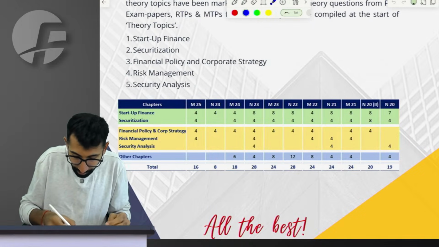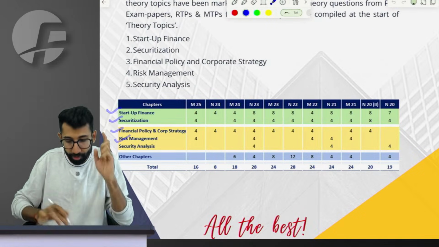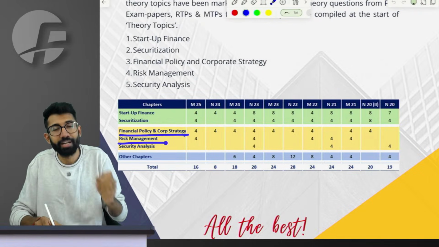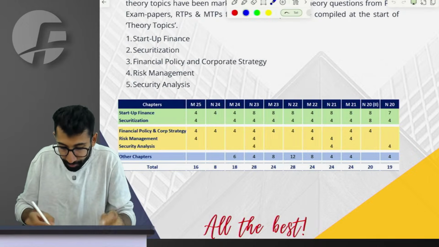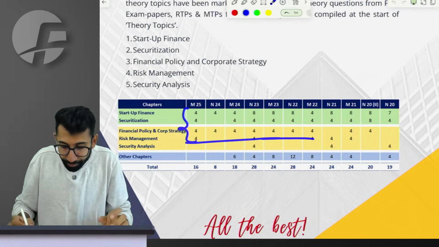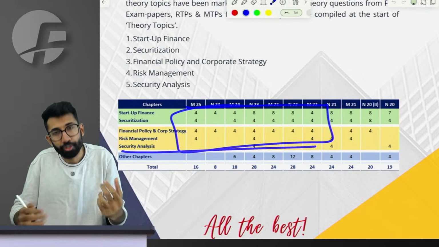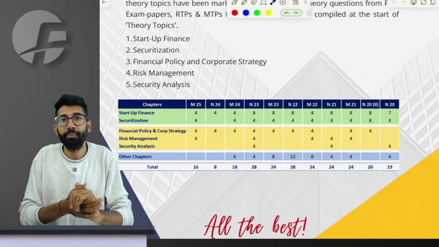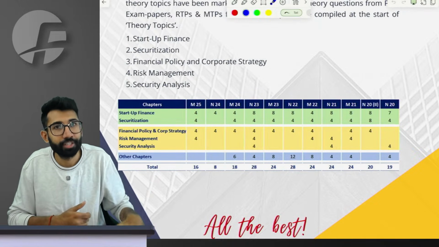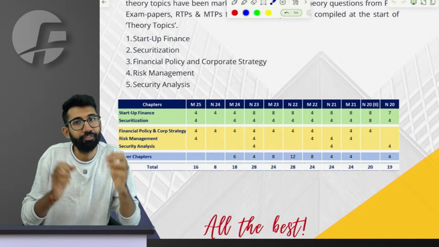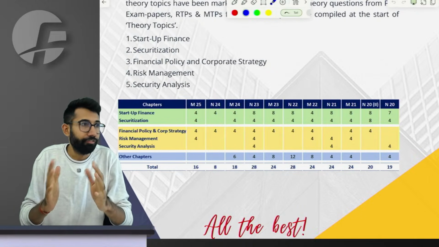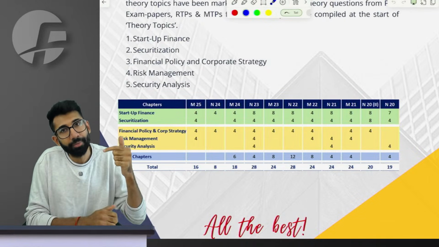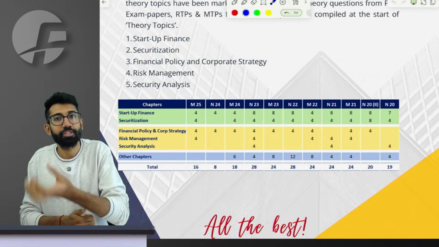So you'll observe that the theory asked is from these 4 chapters, in which the first priority chapter is start of finance, then securitization, then financial policy, corporate strategy, and then risk management. The theory of these 4 chapters is primarily asked for more marks as compared to theory for other chapters like derivatives, security analysis, forex, equity, business valuation, etc. Does that mean we should not cover the theory from those chapters? If the time allows, cover it. But if you talk about smart studying, the effort it will take to cover those theories will be too much and the probability of them asking the question is relatively lesser.